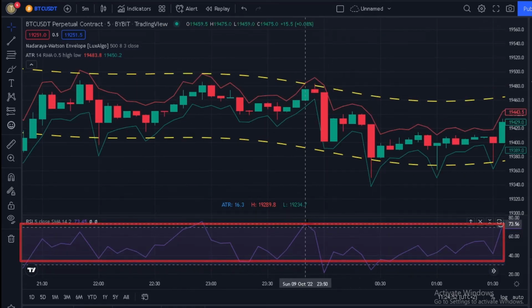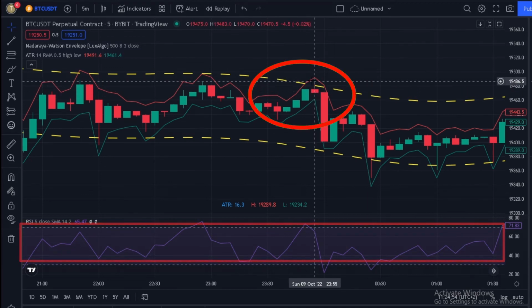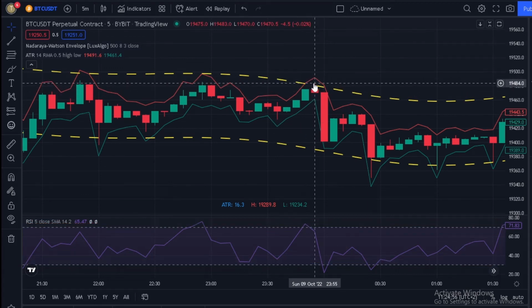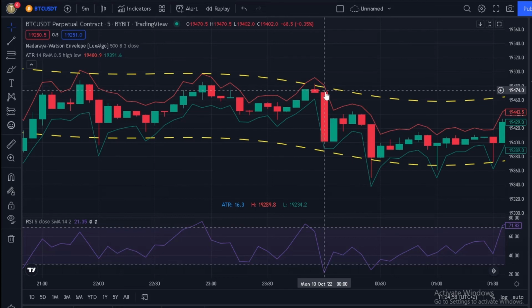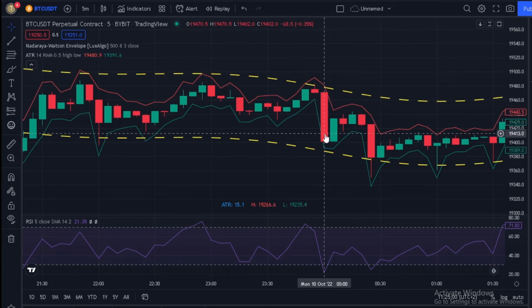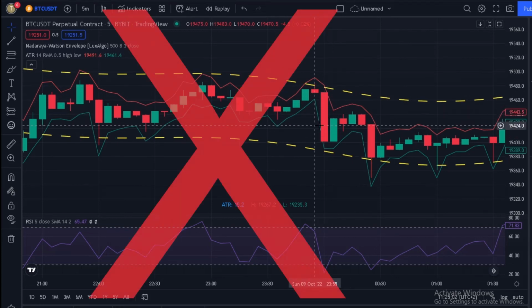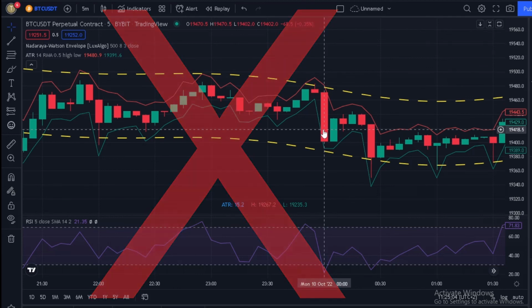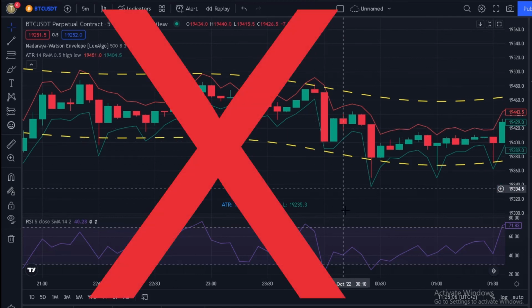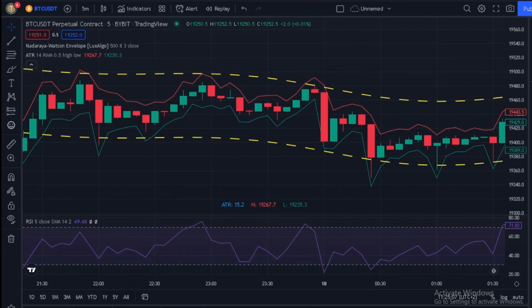Here is another example of a setup that is invalid. As we can see here, the price is closing above the upper envelope. At the same time, RSI also gives us a confirmation, because as we can see, the RSI is above the upper band. But we will not take the signal because when we have the first red candle, the candle is too big, and we will avoid entering on a big candle as well.